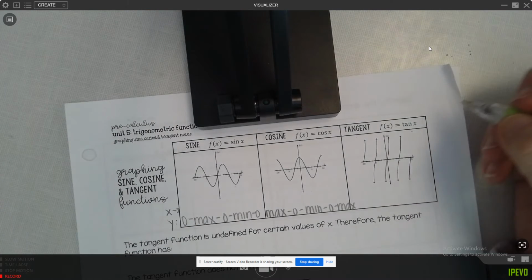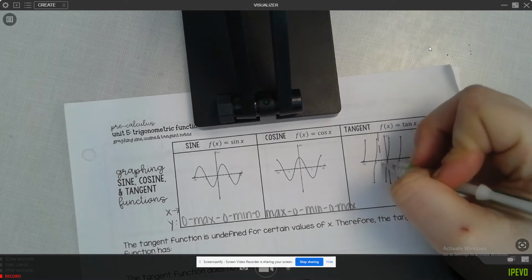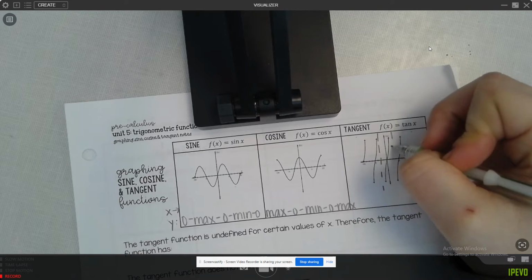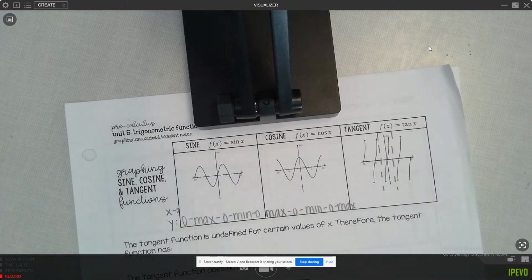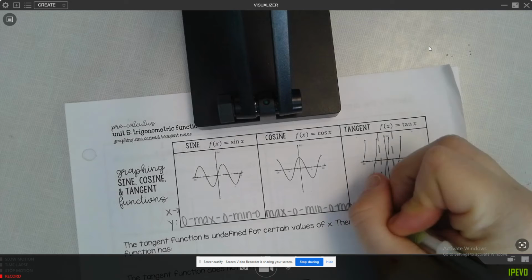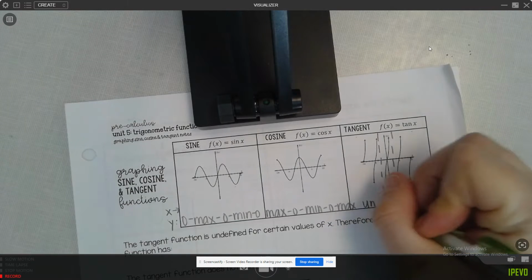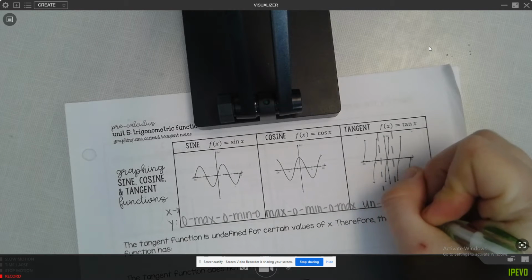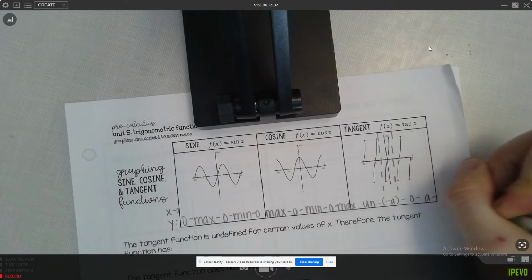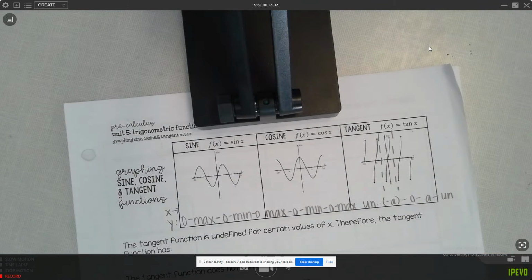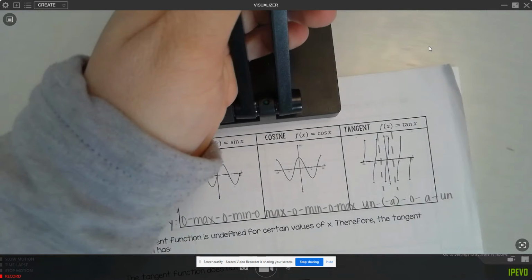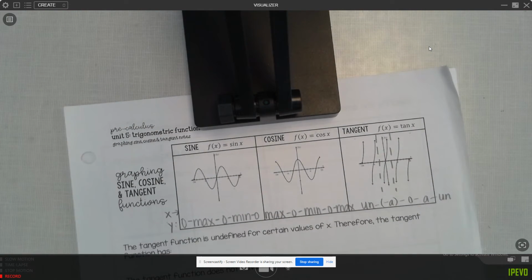Tangent. Now, tangent looks a little funkier because you'll notice that it has pieces. It has a vertical asymptote. Okay, so my cheat for tangent is undefined, negative a, 0, a, and then undefined. Undefined would be where the vertical asymptotes are. Okay.